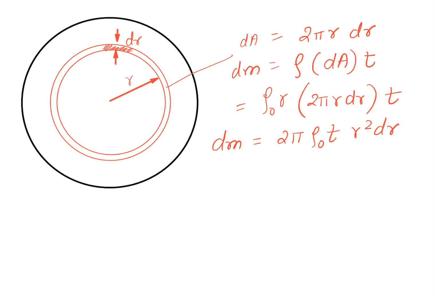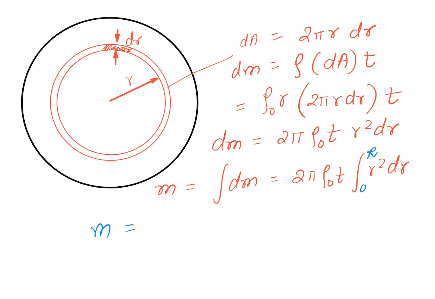So what is the total mass of the disk? Total mass of the disk will be integration dm. So that will be 2 pi rho naught into t integration r square dr. You put the limit 0 to capital R, 2 pi rho naught into t r cube divided by 3. This is the total mass of the disk. Okay, so we found the total mass.